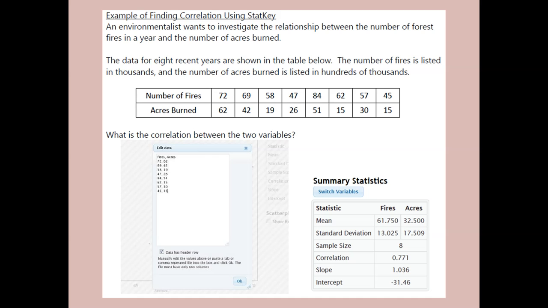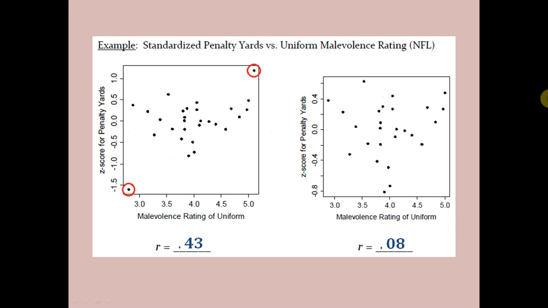The biggest part in StatKey is going to be the scatter plot with the best fit line. That takes up most of the screen. But the important thing is toward the right where it has the summary statistics. And for right now, the important thing is correlation. And you can see it right there in the table. It's 0.771.